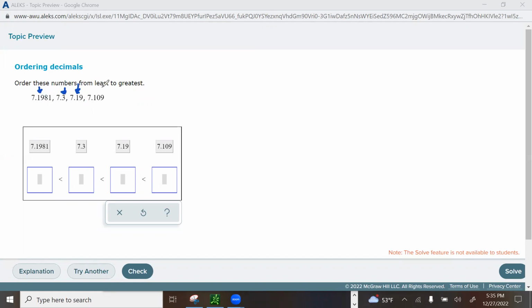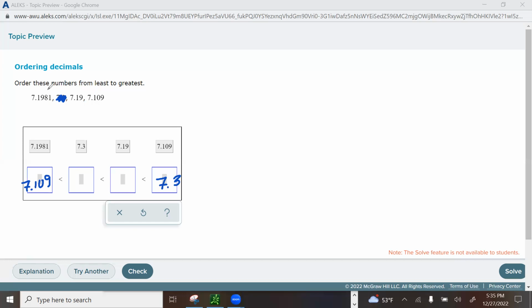And a 1 in the tenths place and a 1 in the tenths place. So they all have a 1 in the tenths place, except for this one, which means he's the only one that's bigger than that. So he's got to be the biggest. All right, so we can ignore him. Let's go to the hundredths place. We got a 9 and a 9 and a 0. Well, the smallest out of those is the 0. So the smallest number is 7.109.